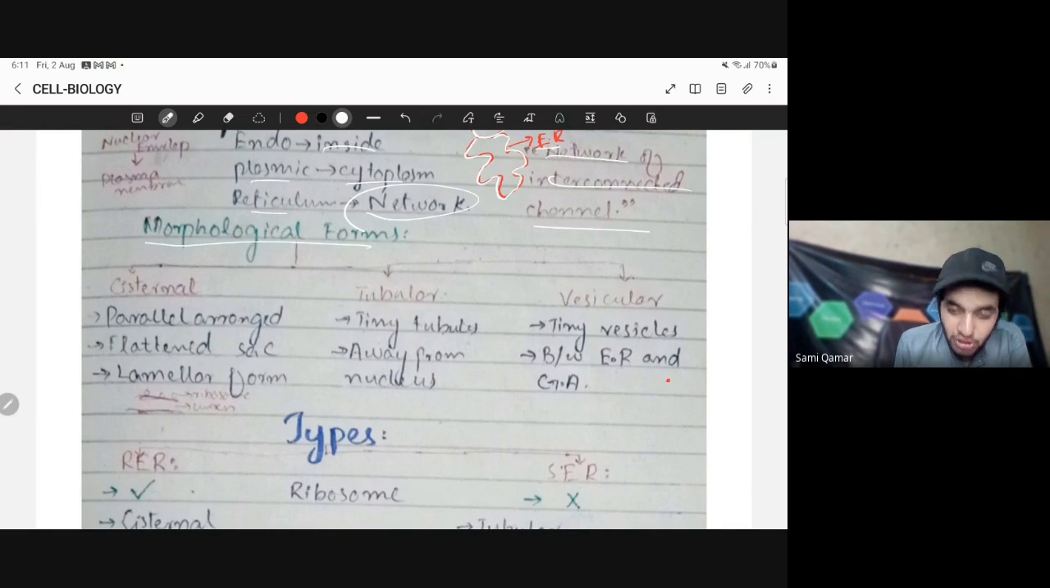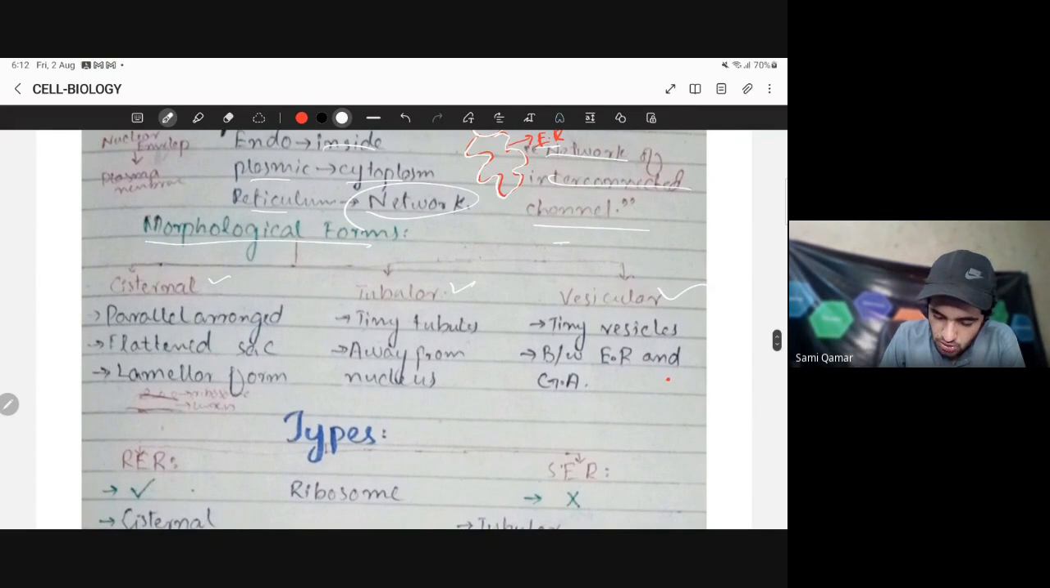So see here, morphological forms. There could be cisternal form, tubular form, and vesicular form. Cisternal form is those that are parallelly arranged, flattened sacs with a sac-like appearance, in lamellar form. It is just a morphological structure. Let me draw here. This is going to be sheet-like, so I should draw with another pen.